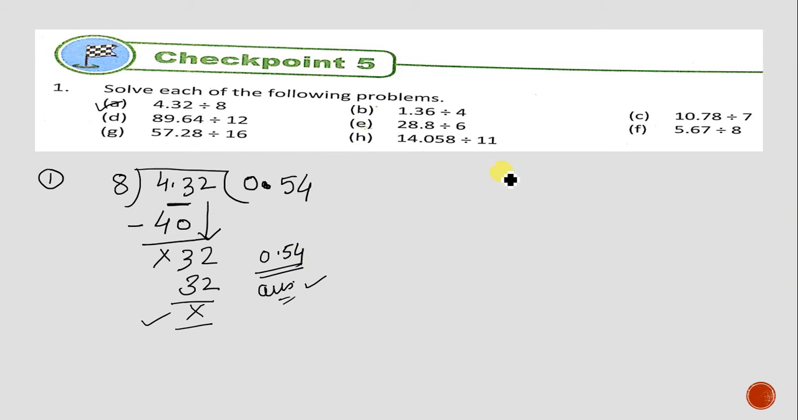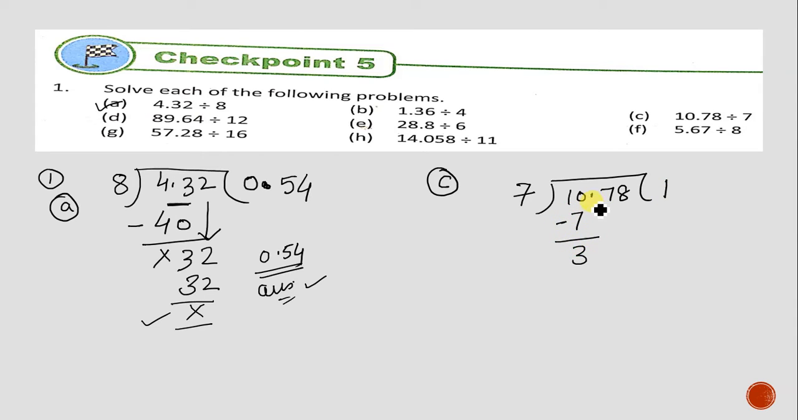Let's take one more example, that is C. Suppose question C, this was your A part. Now question C says 10.78 divided by 7. Now 10 doesn't go with 7, so we'll take lesser from it. 7 ones are 7. Now 10 minus 7 is what? 3. After that we have decimal or point, so we'll put point. Then we'll go to the next digit. What is that? 7. We'll take it down.